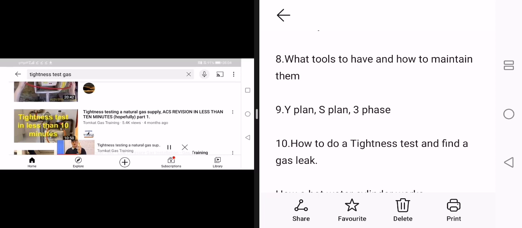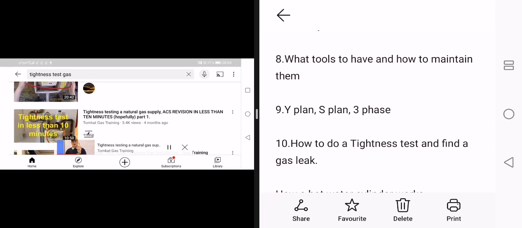I think this is essential. Probably should be higher up the list. But you have to undergo training and be Gas Safe registered in order to do this. Videos are no substitute. There are videos such as Tomcat Gas Training or Alan Hart, but nothing is the same as getting trained and being Gas Safe registered.